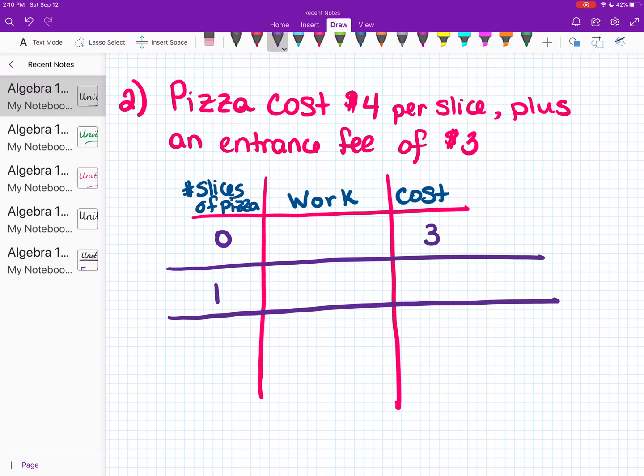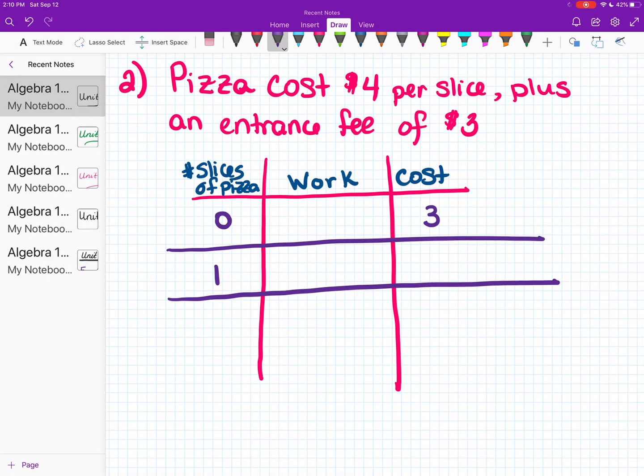So let's say I do want a piece of pizza. So that's going to be $4 for one slice of pizza, but I need to add the $3. Does the $3 change with the number of slices of pizza? Like, do you pay more money if you buy more pizza? Or is it a flat fee that you just pay one time? If it's a flat fee, then we just add it on the end. So in the end, we're going to add $3 to that. So we bought one piece of pizza, that was $4. I had to pay $3 to get in, so I better have $7 in my wallet.